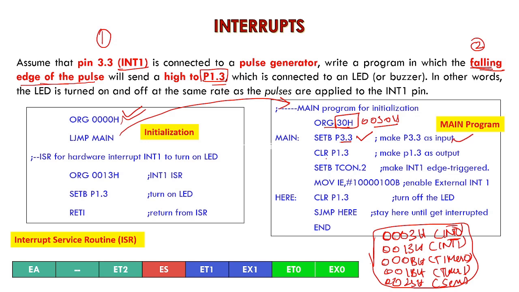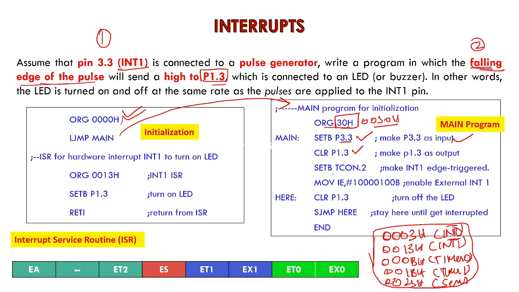Then in the next instruction, clear pin 1.3. That means you are setting the pin 1.3 as an output, and you clear that LED at the initial condition, initially off. You want to ensure that the LED is initially off. Okay, these are the two reasons why this instruction is coming here.